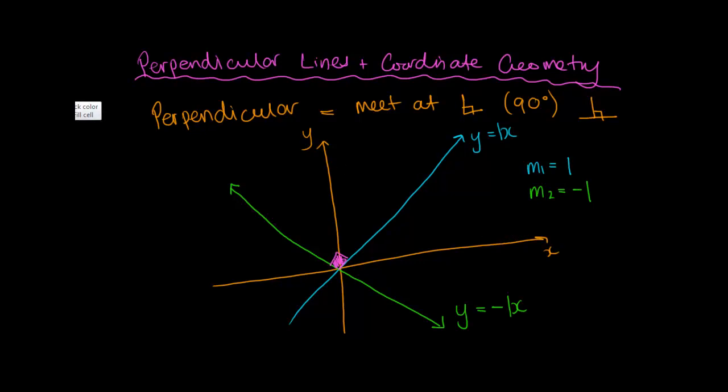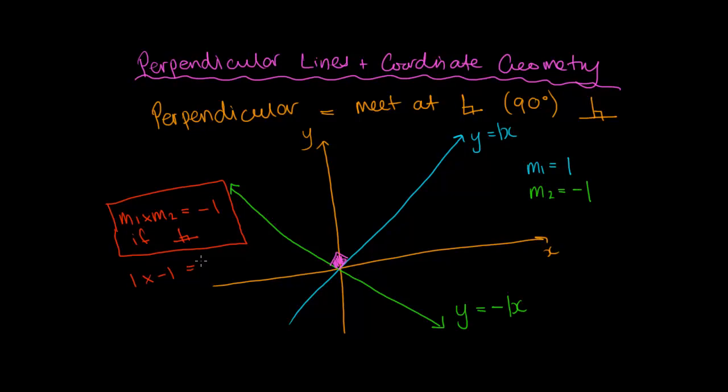Now, unlike the last time when we looked at parallel lines, where the gradients were equal because they were exactly the same steepness, here, obviously, they're different. So what is the relationship between them? Well, the rule that we'll be learning says that if I times the two gradients together, the answer will always be negative 1 if the lines are perpendicular. In this case, you can see 1 times negative 1 equals negative 1.